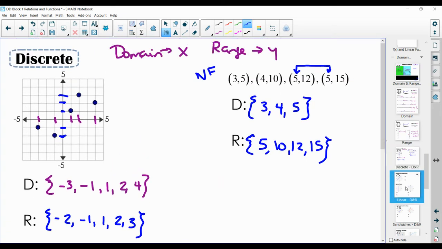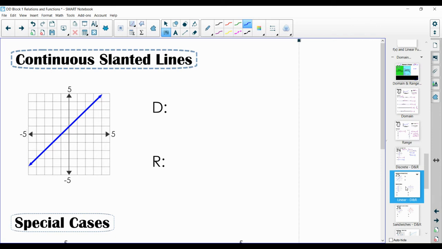All right, moving on to the next type. When we're doing domain and range, we can also look at continuous slanted lines. So this is thinking back to our linear functions unit from the last unit. If I have a line at an angle this way, a line at an angle this way, these are a specific type of function. So they're linear functions, and they all have the same domain and range.